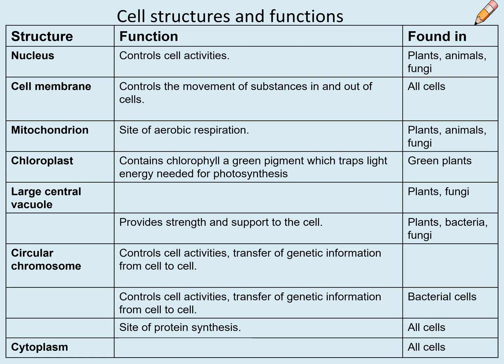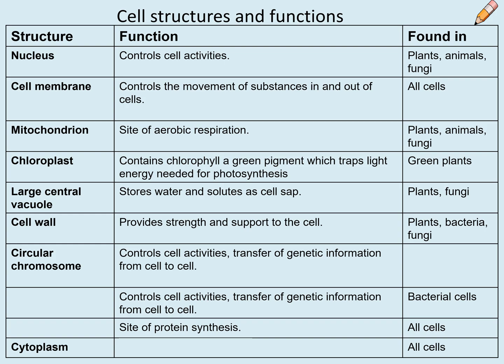Your large central vacuole, which is found in plants and fungi, stores water and solutes as cell sap. And your next one, which provides strength and support to the cell, is found in plants, bacteria, and fungi, and it's not found in an animal cell. And that would be your cell wall. And remember, your cell wall in your plants is made up of cellulose, but not in the other two.